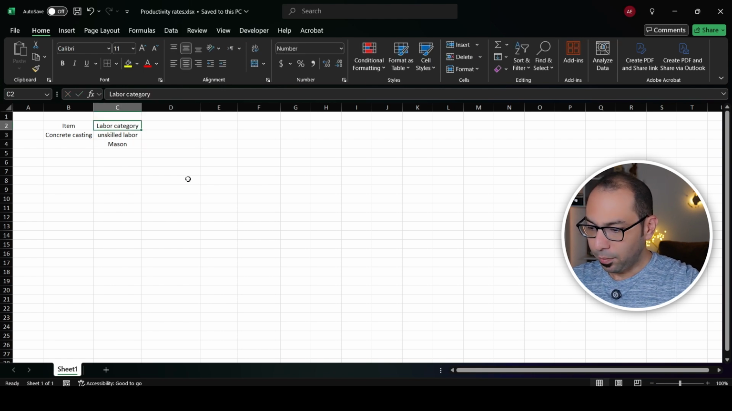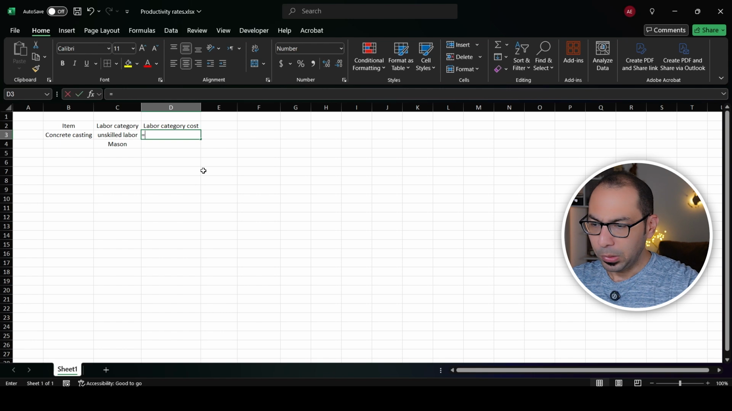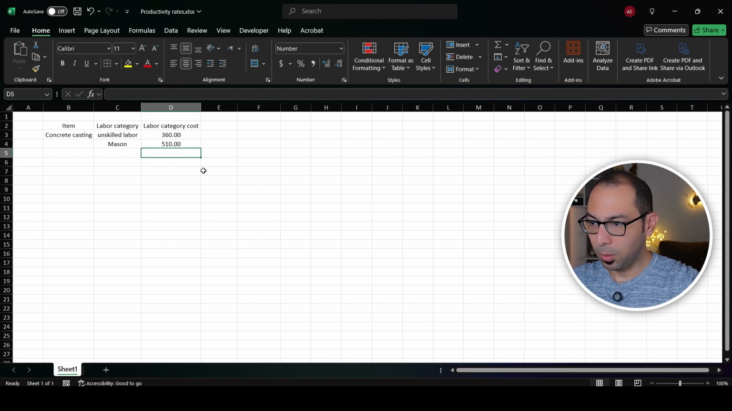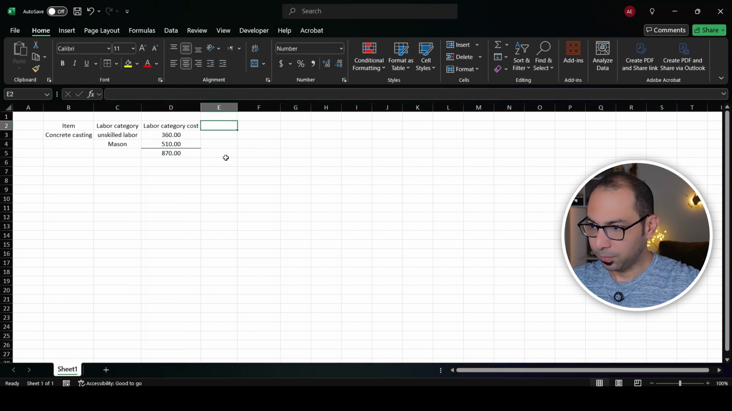And here I'll have the labor category cost. Let's say I need 3 unskilled laborers and each will cost 120 per day. And I need 3 masons and each will cost 170 per day. So I'm getting here a cost of around 870.